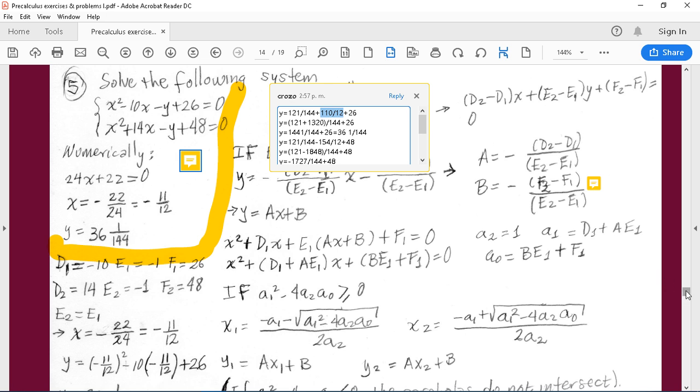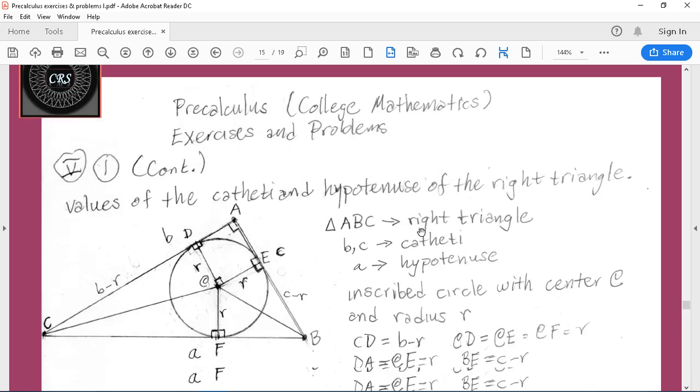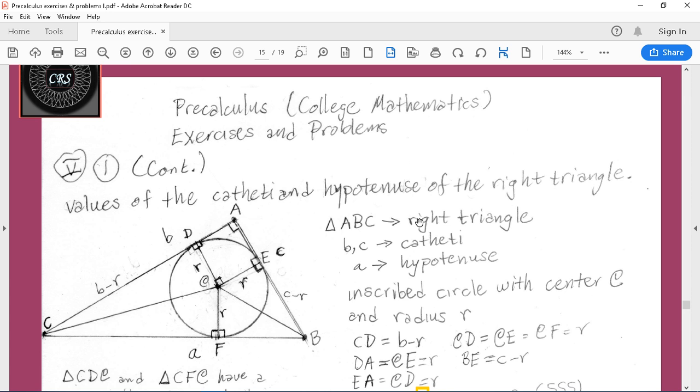So in our next video, we are going to work out some geometrical and analytic geometrical problems.